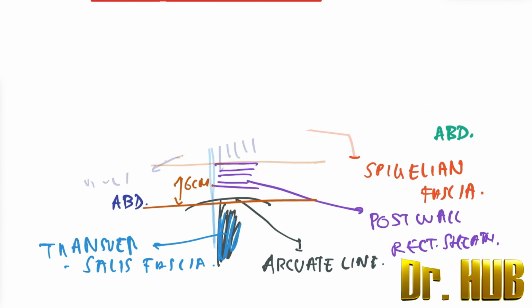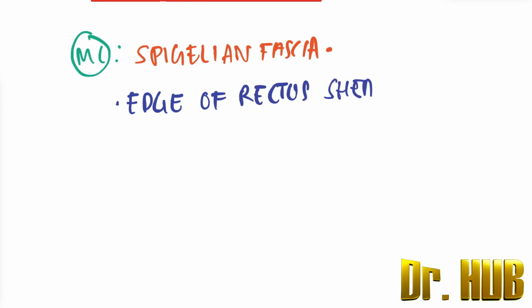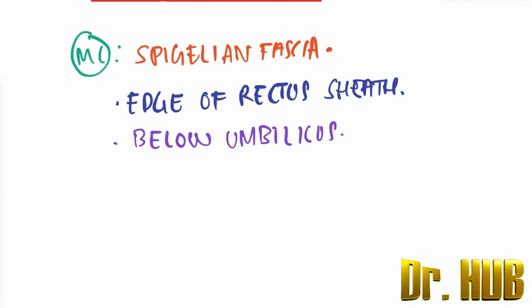Now we'll look into the theory. So what are the most common sites of the Spigelian hernia? The most common site of the Spigelian hernia is through the Spigelian fascia. Next is near the edge of the rectus sheath. Next is near the edge below the umbilicus, as well as above the arcuate line.